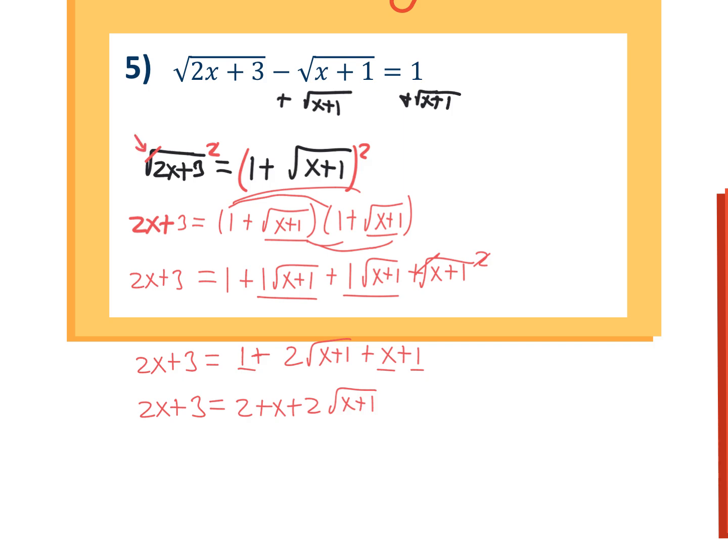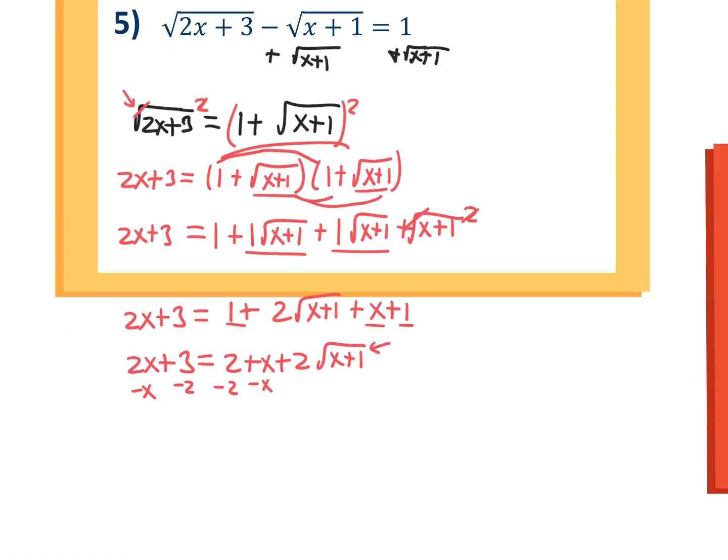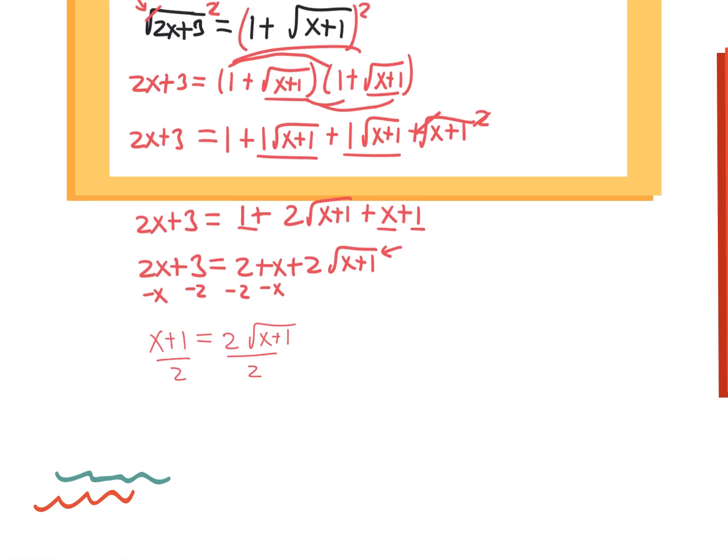I want to get the other one by itself now, right? I want to get this one by itself, right? So let's subtract 2 and subtract the x, right? In doing that, I'm left with x plus 1 equals 2 square root of x plus 1. Let's divide by 2. And then we're left with x plus 1 over 2 equals the square root of x plus 1.